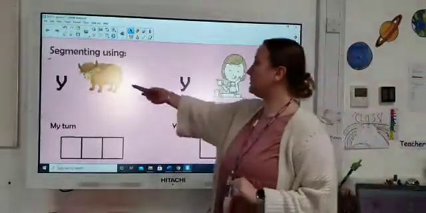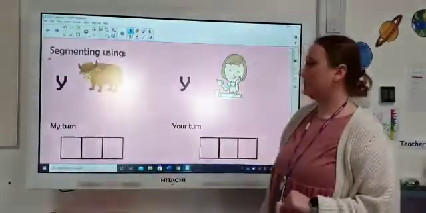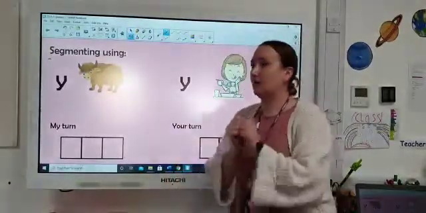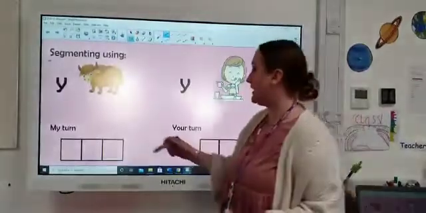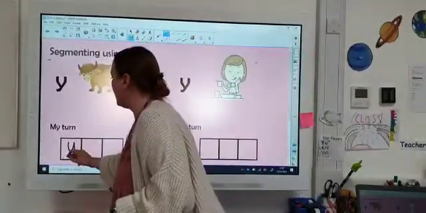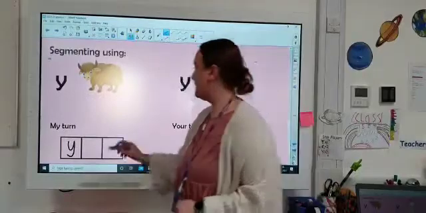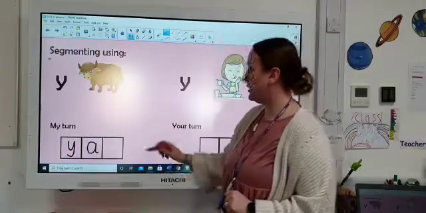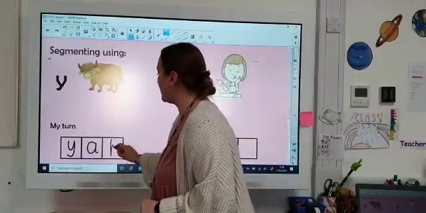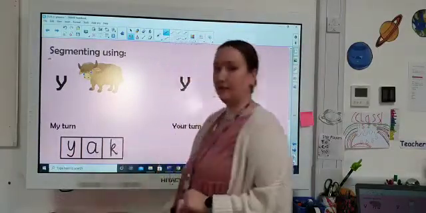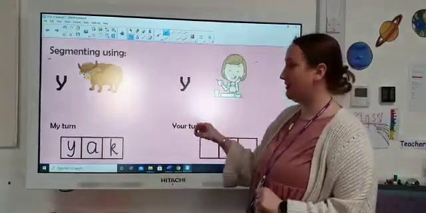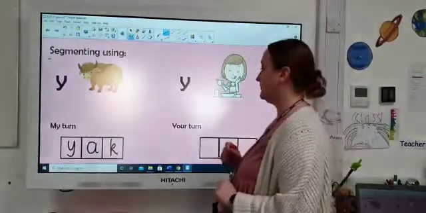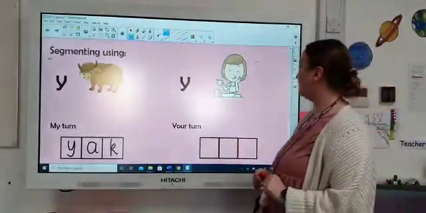Okay, so now we're going to segment using y. Does anybody know what animal this is? It's called a yak. Okay, so yak. Yak. It's got a y first. And k, k. So it's a kicking k. So most of the time it is the digraph at the end if it's a k sound, but for yak it's just 1 kicking k. Yak. So now it's your turn.